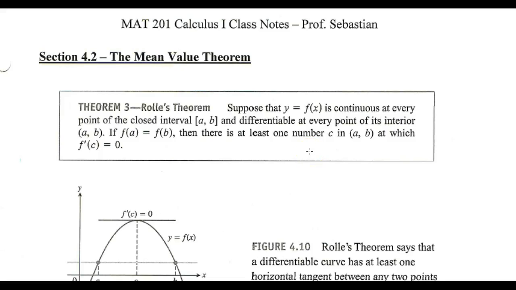Okay, we're now in section 4.2, and in section 4.2 we have two very important theorems. Well, actually one important theorem. Rolle's theorem is a subset of the mean value theorem. But we start with Rolle's theorem because it's pretty easy to understand first. And Rolle's theorem says that if y equals f of x is continuous at every point of the closed interval a to b and differentiable at every point of its interior a to b, then if f of a equals f of b, there's at least one number c in which the derivative f prime of c is 0.